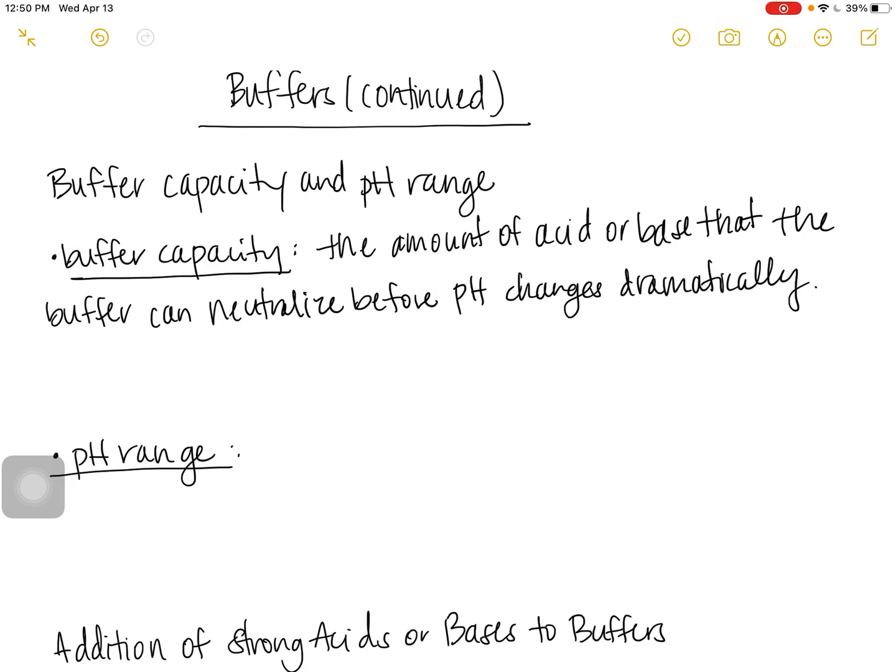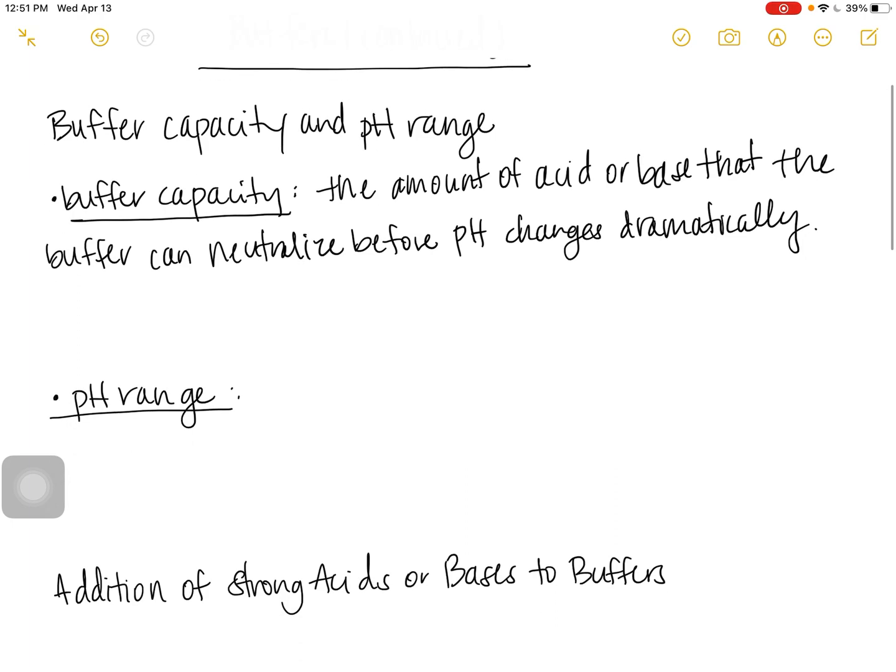Okay, so as we have been taught, a buffer is a solution of a weak acid and its conjugate base, and they resist changes to pH when a strong acid or a strong base is added to a buffer. So there's something called buffer capacity, which is the amount of acid or base that the buffer can neutralize before the pH starts to change dramatically. So buffers are limited in their capacity to prevent a solution from changing its pH drastically, and the amount of acid or base that a buffer can neutralize before that pH changes dramatically is called buffer capacity.